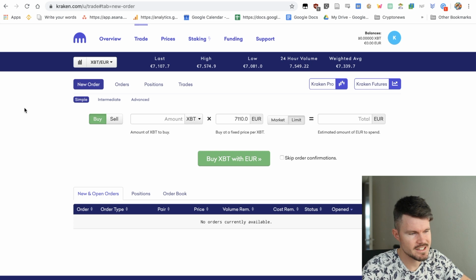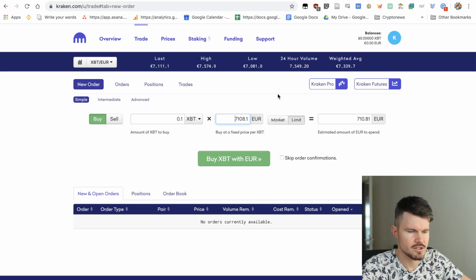As soon as you're on the trade tab, you've got three different options for buying and selling. You've got the simple, intermediate, and advanced. I'll go over the simple one first. In the simple one, you're only able to buy and sell Bitcoin. That's the XBT. Here you can choose if you want to buy or sell. You can put in the amount, so for example, 0.1 BTC. And the current price is 7,108 euro.